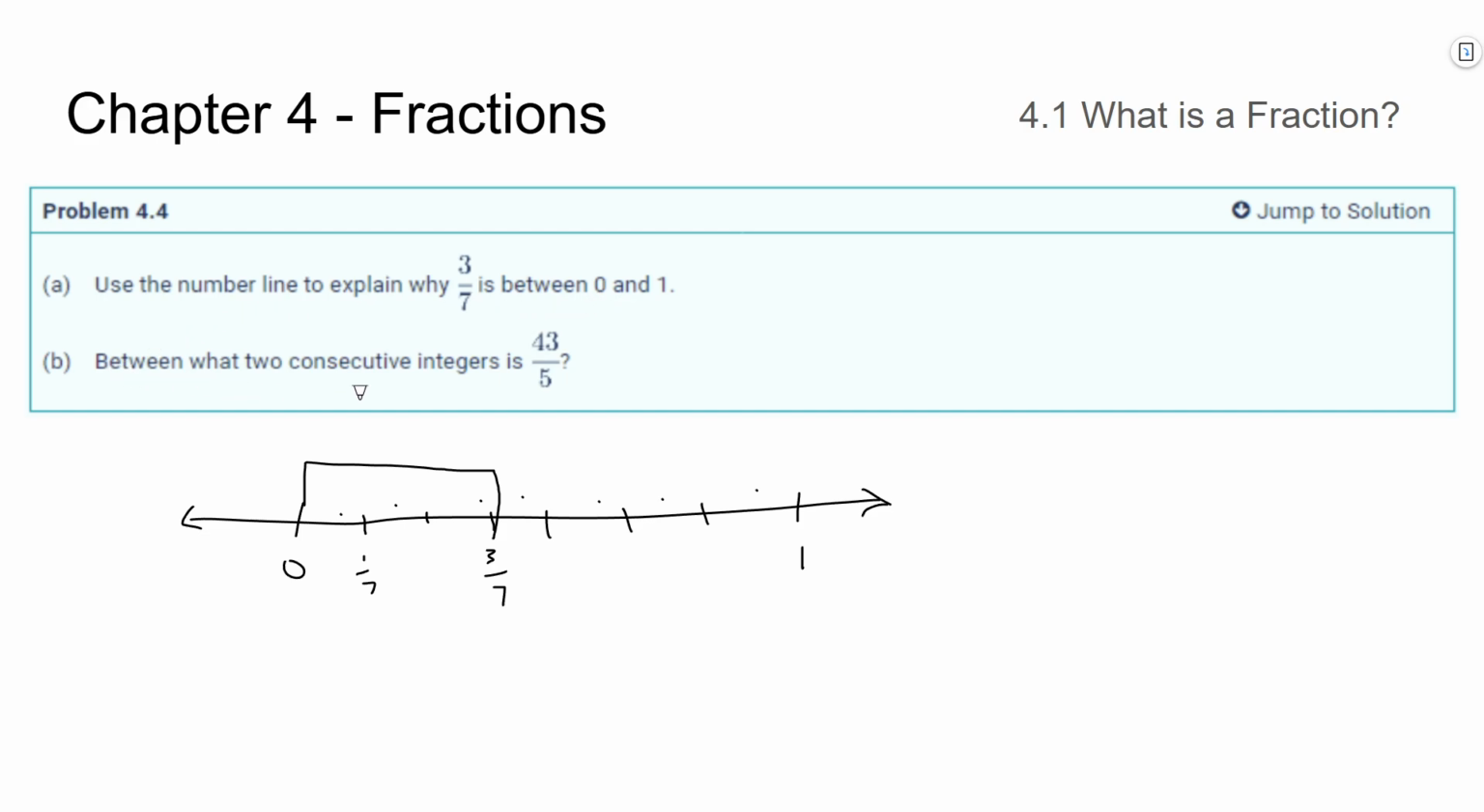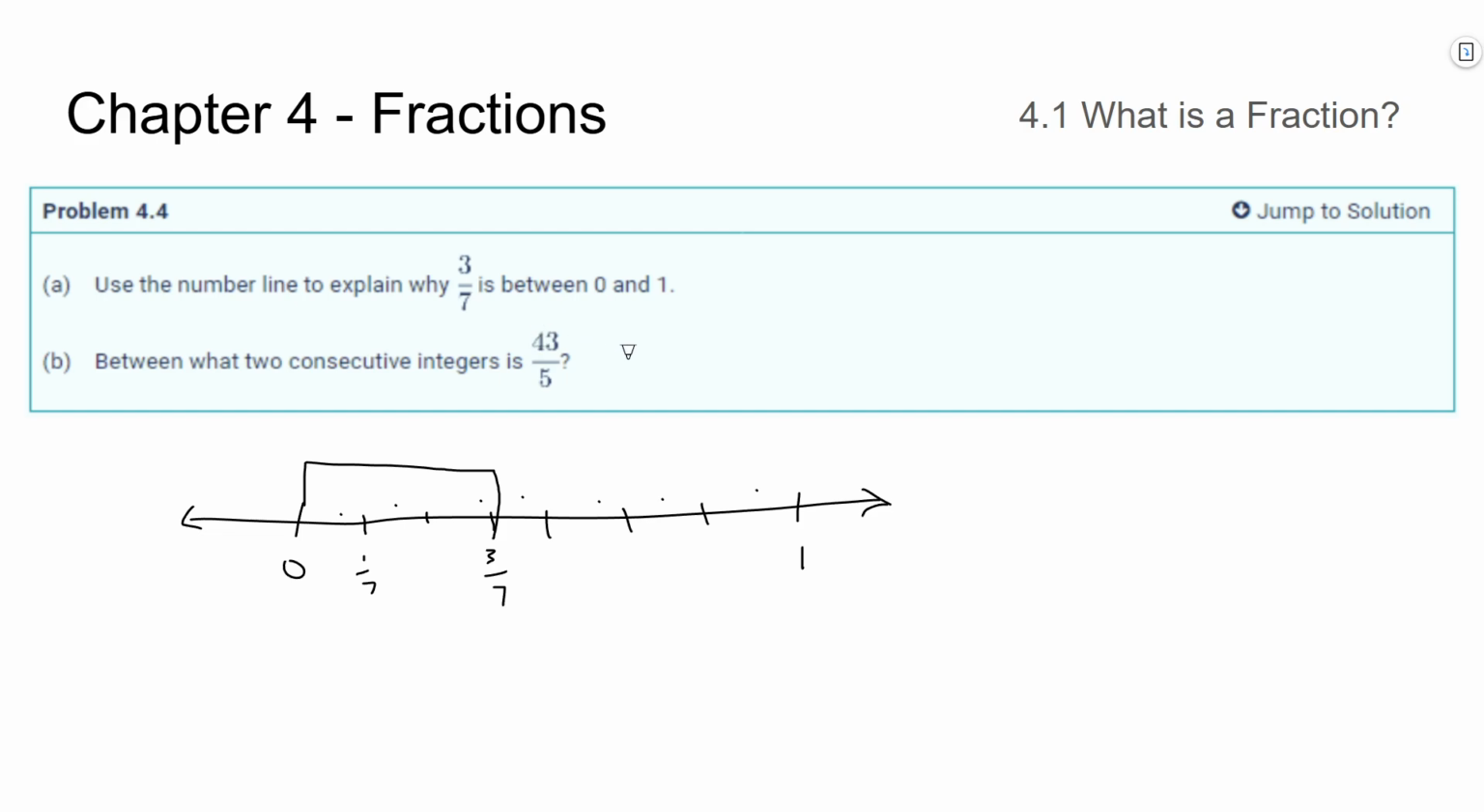All right, so between what 2 consecutive integers is 43 over 5? Okay, let's see how the book wants us to do this one, because I know my first intuition of how I want to do this would be with division. But I guess we can kind of use our intuition and know that the integer closest to 43 over 5, we know it's going to be multiples of 5 are going to give us integers. So 5 over 5 will give us an integer, 10 over 5 will give us an integer, and we probably know that all multiples of 5 end in a 5 or 0.